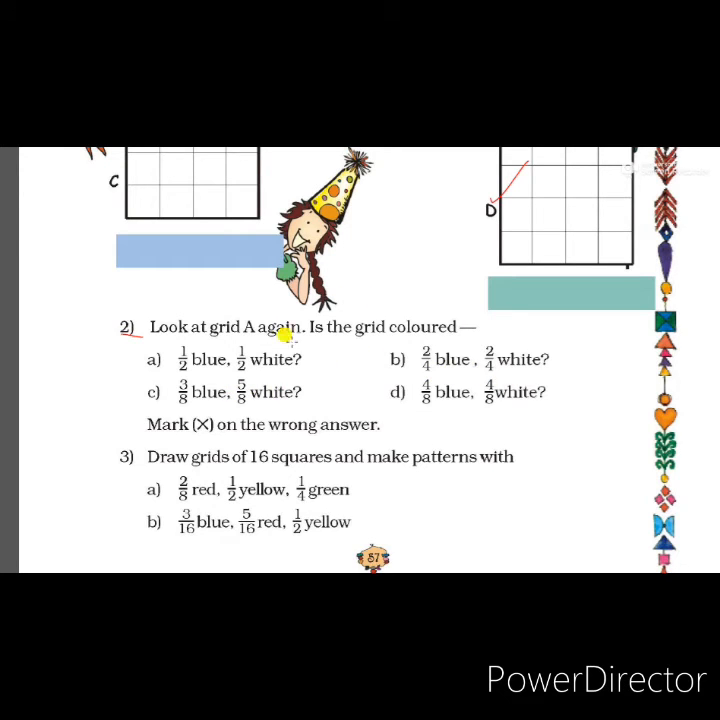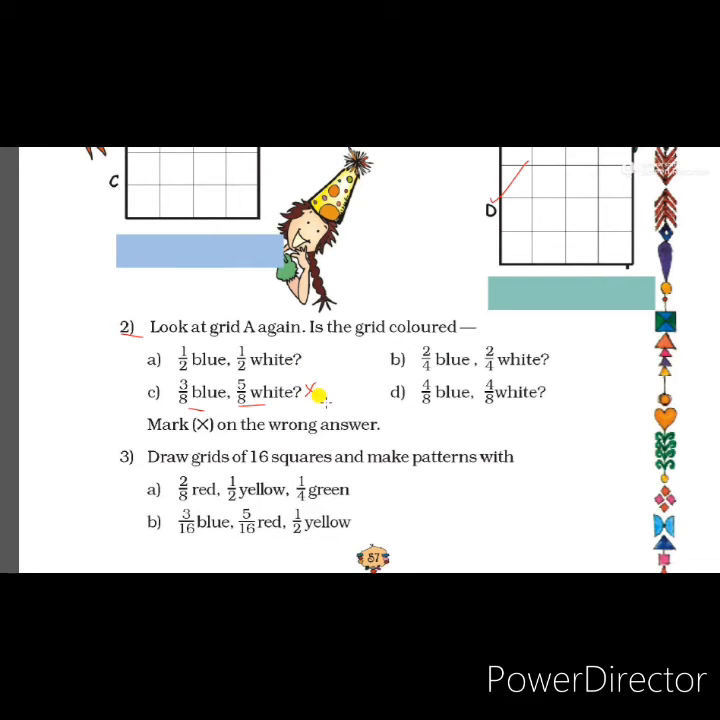Among these, we know that option C is wrong. That means half of 8 is not 3 and half of 8 is not 5. The option is 3 by 8 and 5 by 8. 3 by 8 is not blue and 5 by 8 is not white. So this option is wrong, and we have to put a cross mark on that wrong option. That is the answer for our question.